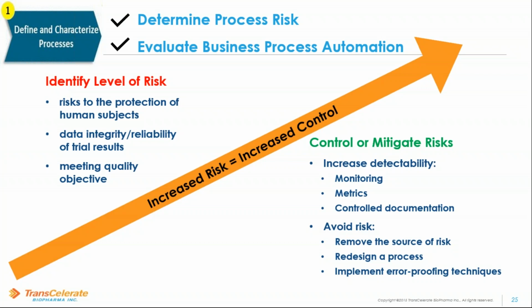Actions to reduce risk include increasing detectability through monitoring, metrics, and controlled documentation. Actions to avoid risk include removing the source of risk, redesigning a process, and implementing error-proofing techniques. A predetermined and fit-for-purpose risk evaluation framework should be defined and leveraged as part of effective process management. A model risk management framework has been described in TransCelerate's risk management concept paper. Applying this framework can ensure consistent identification, assessment, and control of identified process risks.